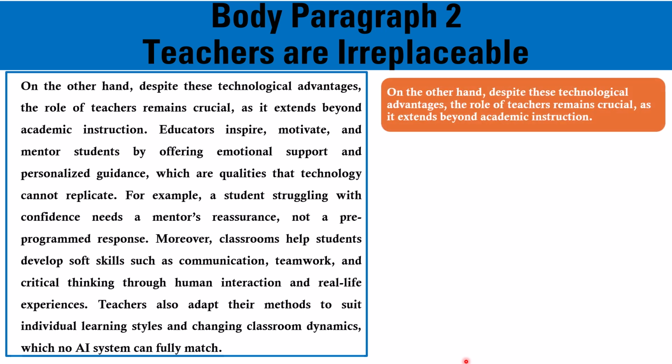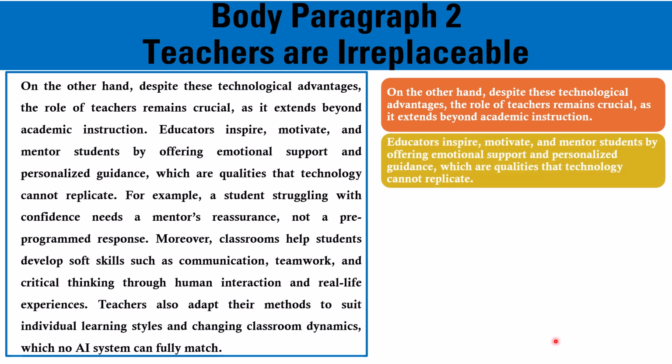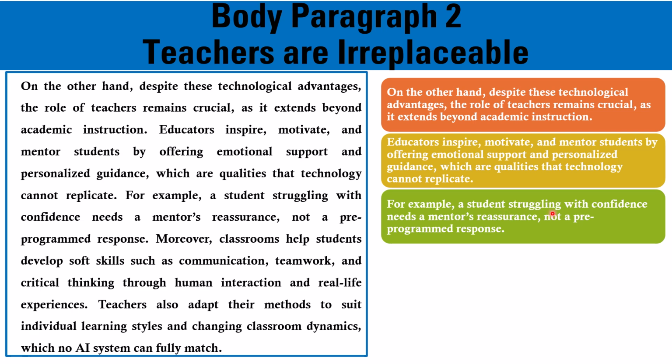The topic sentence makes it clear that even with advanced technology, teachers do more than just deliver information. The next sentence introduces emotional support and mentorship, qualities that machines can't provide. This is followed by a clear example of a student needing human encouragement, not robotic responses.